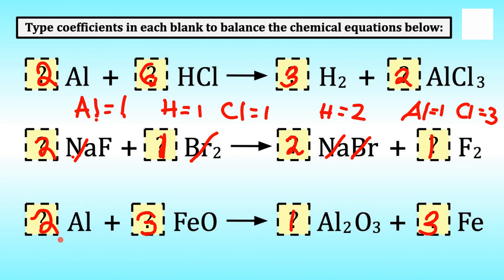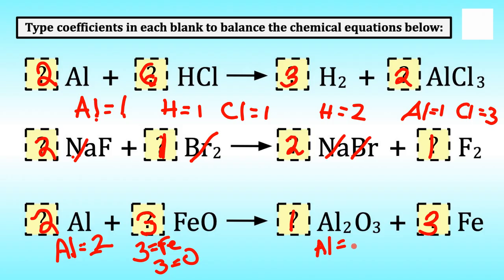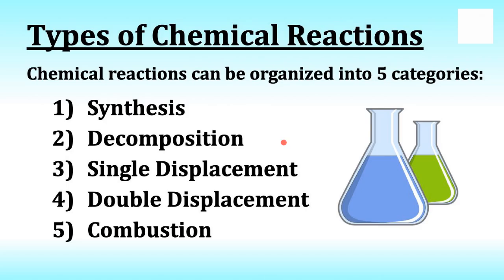So I've got 2 Als. Right, I've got 3 Fes, 3 oxygens. I've got Al is equal to 2. O is equal to 3. Fe is 3. Okay, so I balanced those. And again, it takes a lot of practice, just doing over and over again. Okay, so we're going to stop right there.